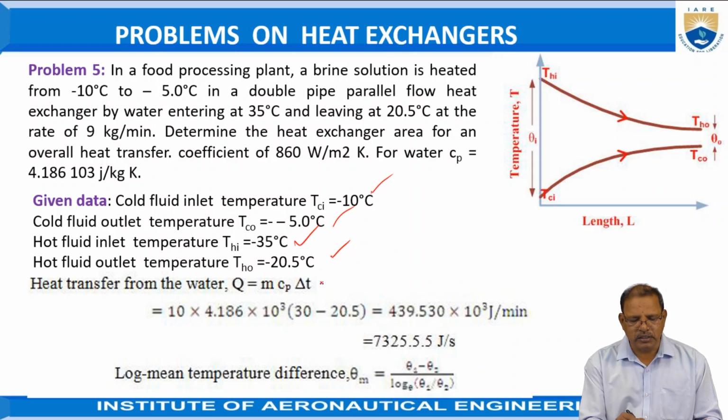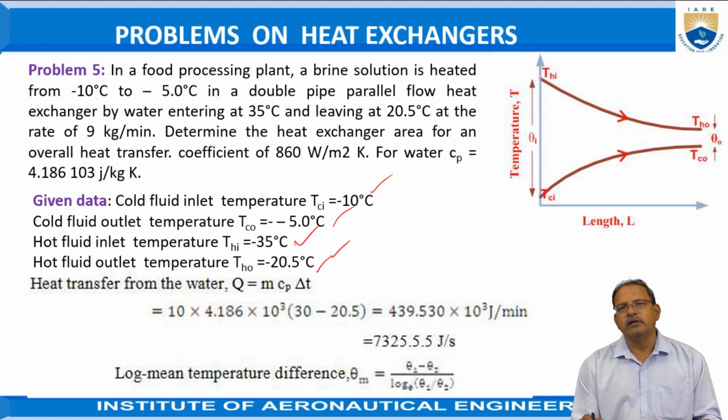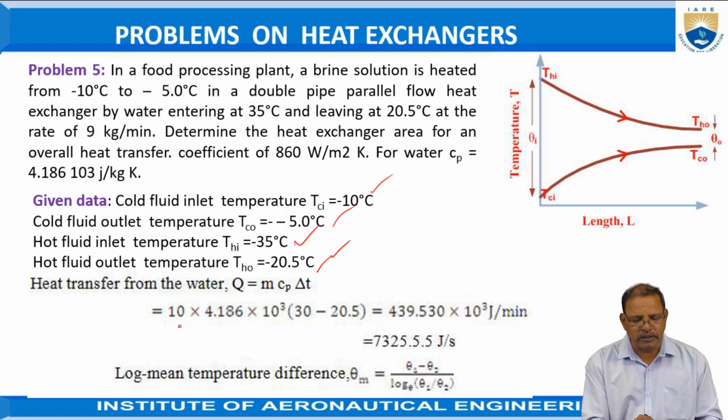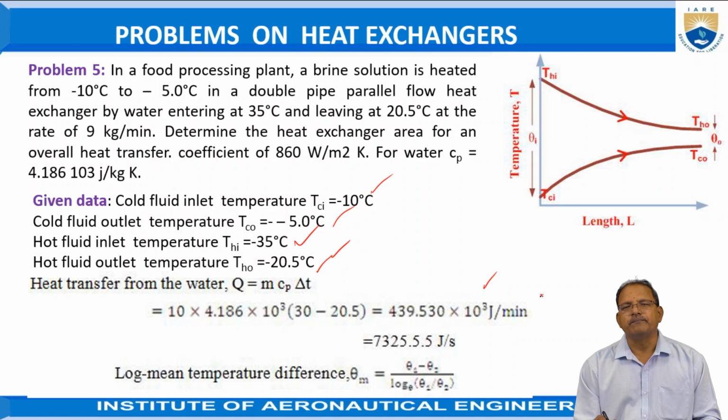Heat transfer is equal to mCp into delta T, that is the amount of heat transfer from the hot fluid, given here by 10 into 4.16 into 10 to the power of 3, into 30 minus 20.5. From this relationship we got 439.530 into 10 to the power of 3 joules per minute now. So multiply by 60, and we will get per second. So this value is equal to 7325.5 joules per second.